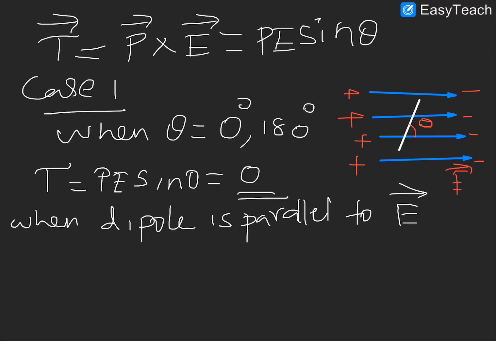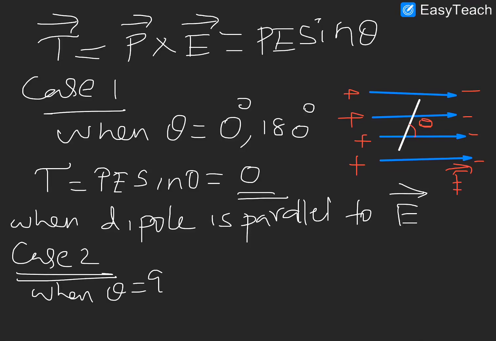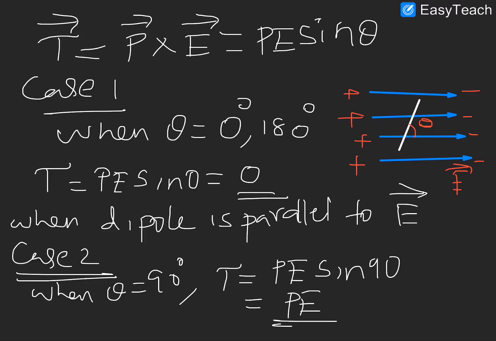Now let us consider another case. Case 2. When theta is equal to 90 degree, torque is equal to PE sine 90, which is 1, that is PE. This will be the maximum torque.